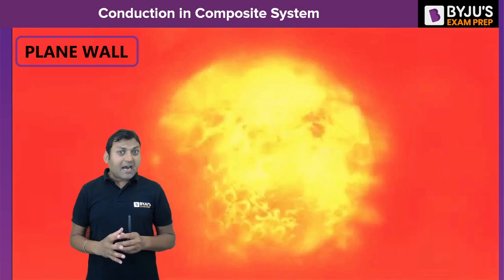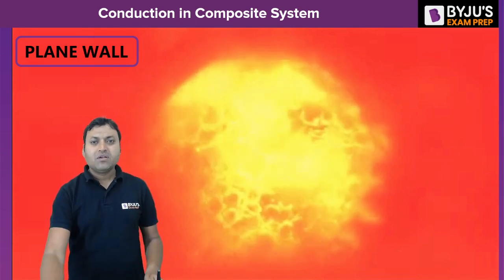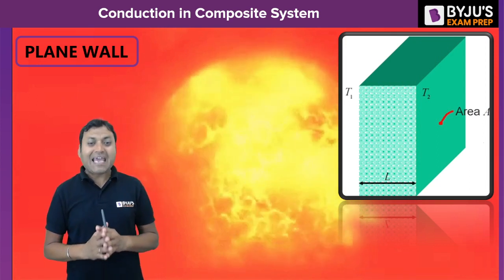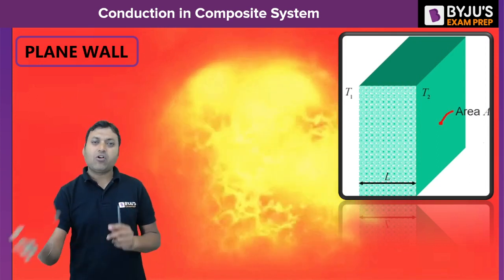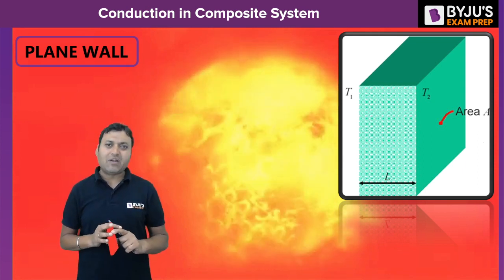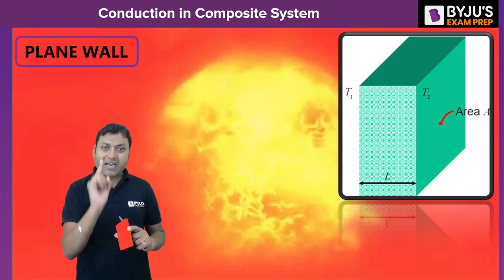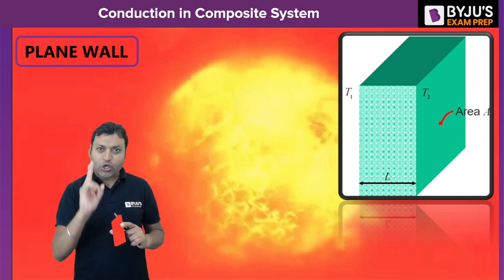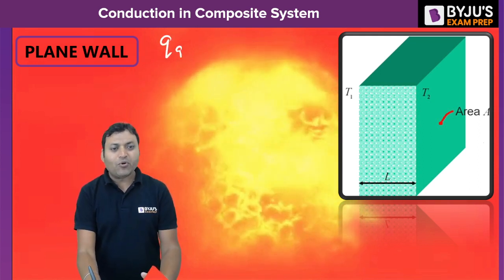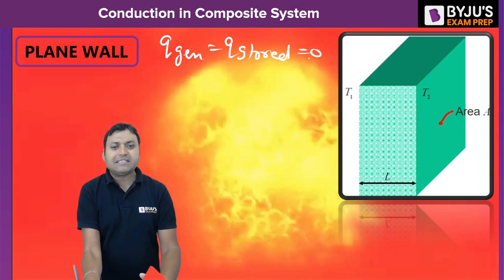So let us start talking about the conduction in a plane wall. When we talk about a plane wall or a plane surface, the area of the surface will be constant. The area which is perpendicular to the direction of conduction will be constant. All right, and we are talking about one-dimensional conduction. There is no heat generation, and the heat stored Q stored will also be zero.